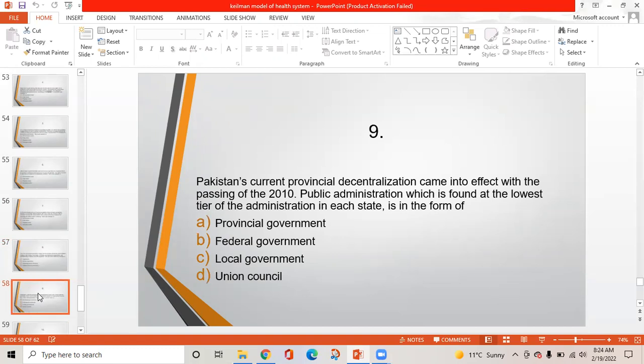D. Option C is the right one. Local government comes at the lowest tier of administration.